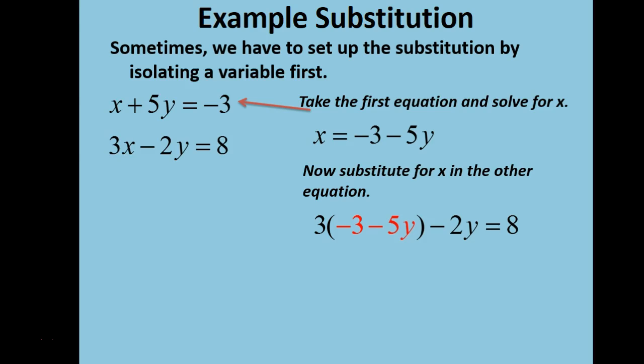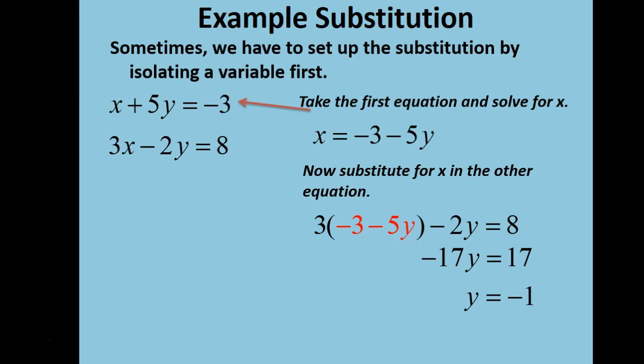And, of course, I will now solve this equation. It only has one variable in it. I start collecting like terms and move some things around. I do the distributive property. Here in the PowerPoint, I've skipped a couple of steps, but the distributive property would give us negative 9 minus 15y minus 2y. And then, of course, we would add the 9 over and get 17 on the other side. And we'd combine like terms, negative 15y and negative 2y would make negative 17y. So there we find that y is equal to negative 1.